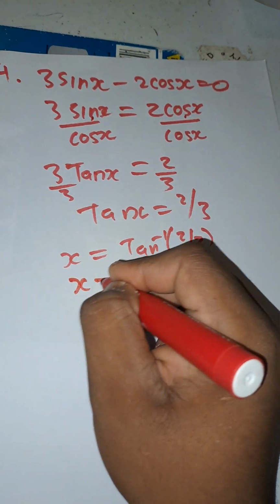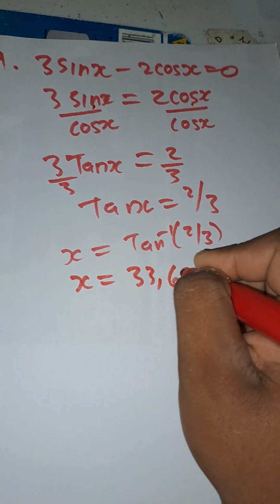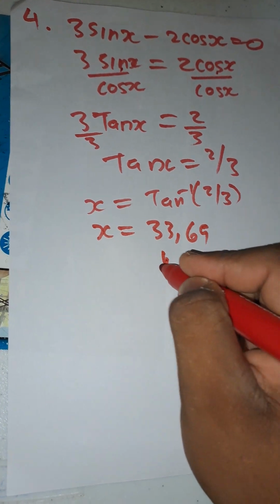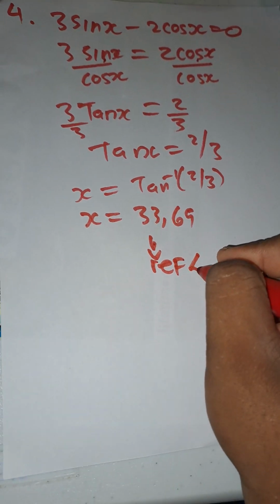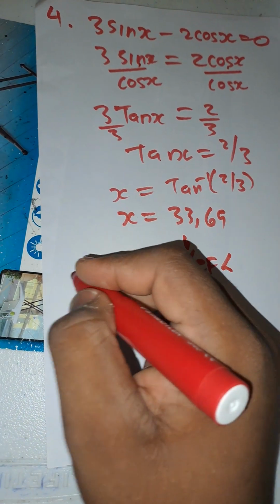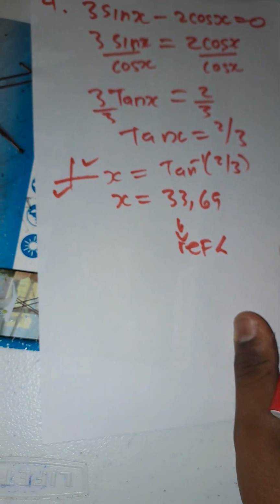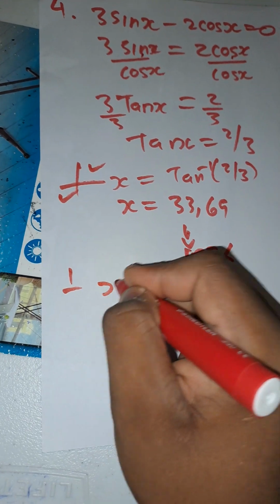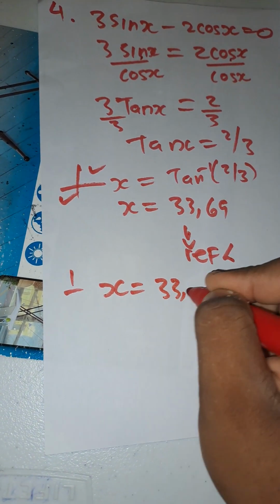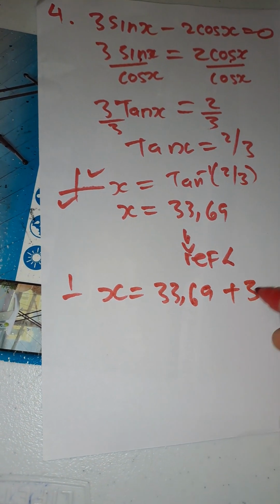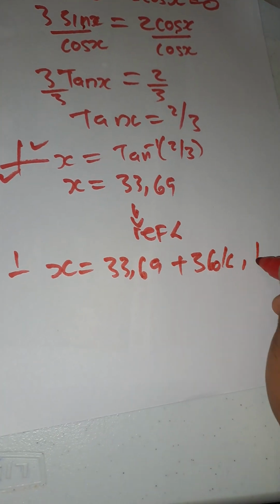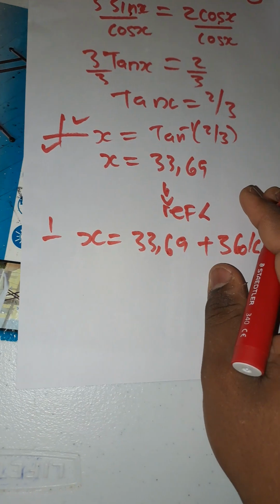33,69. So x is equal to 33,69. Remember, this is our reference angle. Where is tan positive? In the first quadrant and the third quadrant. So in the first quadrant, x is equal to 33,69 plus 360k, where k is an element of the integers.